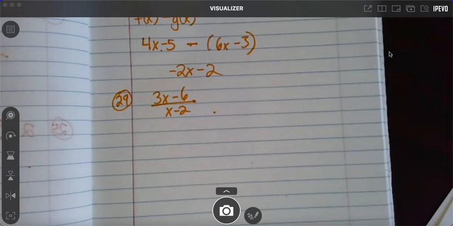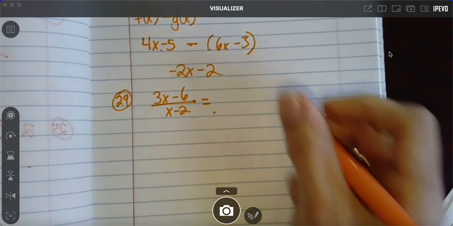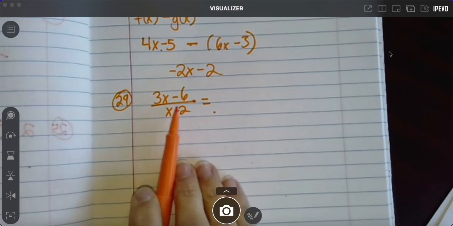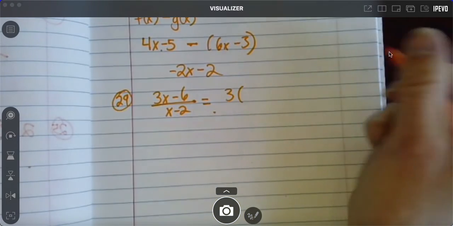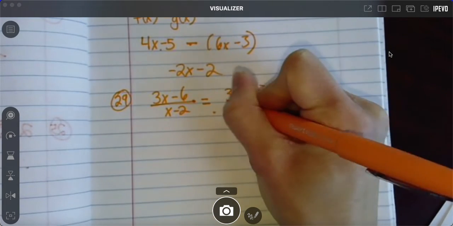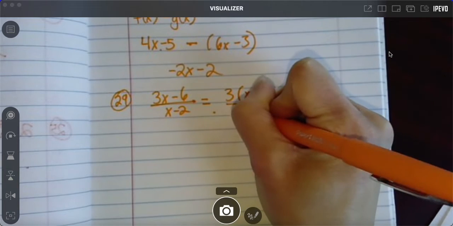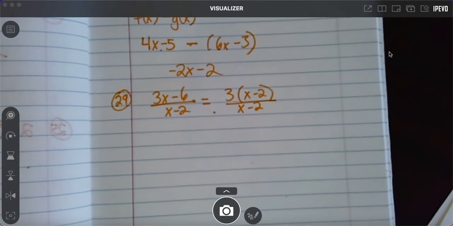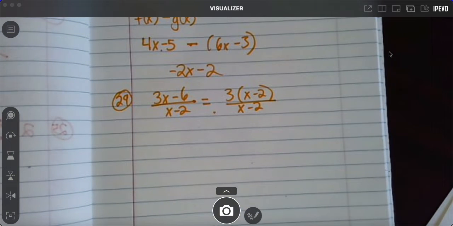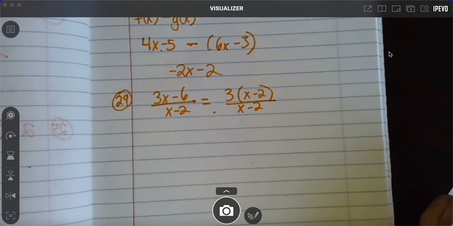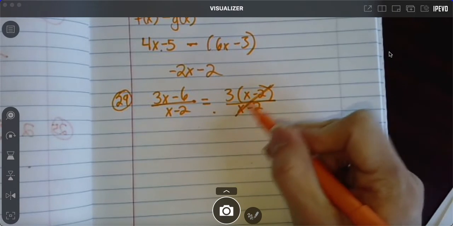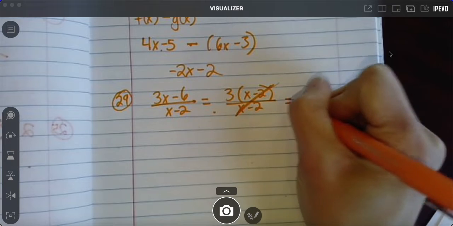Now, on the top, they do want us to finish working this one out. 3x minus 6. What can I factor out of that? A 3. And what's left over? X minus 2. What's in my denominator? X minus 2. Everybody make sure you understand that all I did was factor out a number they had in common. The 3 and the 6, what could I divide those both by? That 3. What happens to x minus 2's? They cancel. So what's my answer? 3.